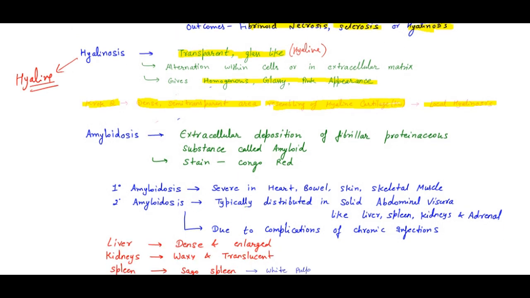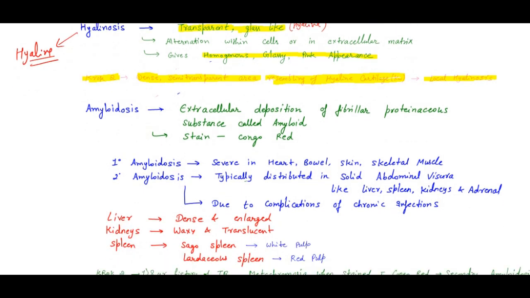Then amyloidosis. Remember, amyloidosis is an important topic. It is the most important topic in pathomorphology, because they can confuse you in amyloidosis. So remember the stain for amyloidosis, that is the Congo red stain. Now remember there is extracellular deposition of a fibrillar protein substance, which we call amyloid.